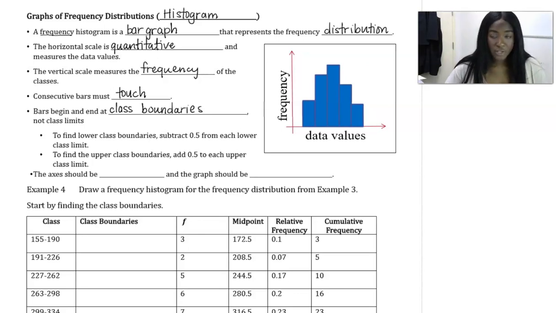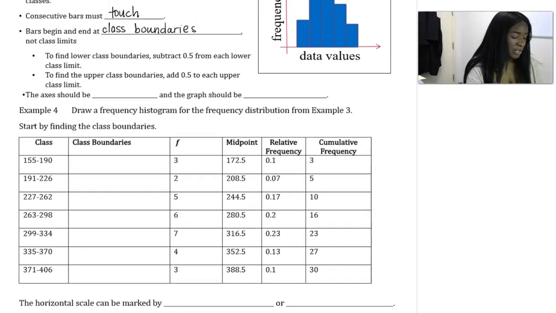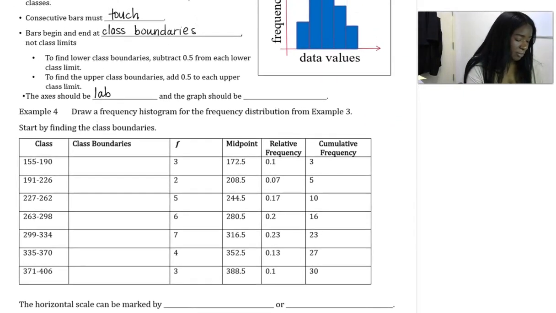Whenever you are creating a histogram, and not just a histogram, really any graph that you're graphing, you should make sure that your axes are labeled. And the graph should also have a title.